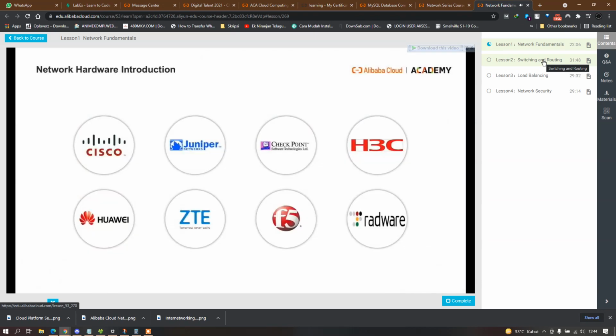And for the last part, we can learn about some hardware vendors in the network scope. Many famous hardware vendors of network devices, like Cisco, H3C, Huawei or ZTE, all focus on routing and switching devices. Juniper and Checkpoint both focus on security devices like firewalls. And F5 and Radware, these two companies focus on load balancers.